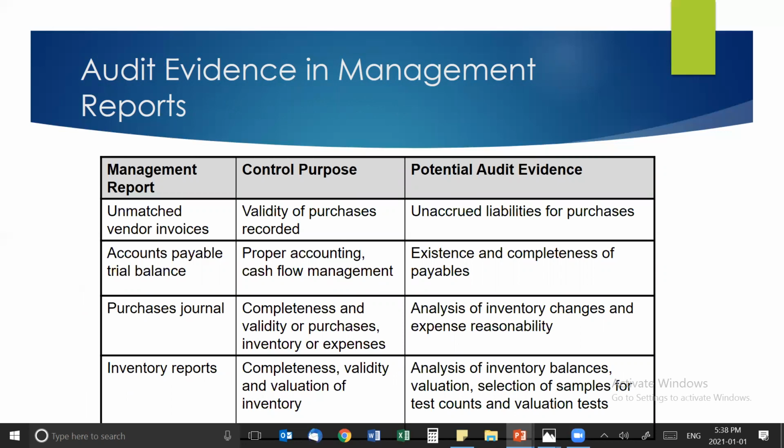Looking at the accounts payable trial balance will show the existence and completeness of payables. Looking at the purchasing journal, we'll look at what was expensed and whether it was reasonable. There'd be a bunch of inventory reports showing the amount of inventory that's on hand or in the warehouse at a certain time. So this will help do an inventory count. It could help figure out what the valuation of inventory should be.